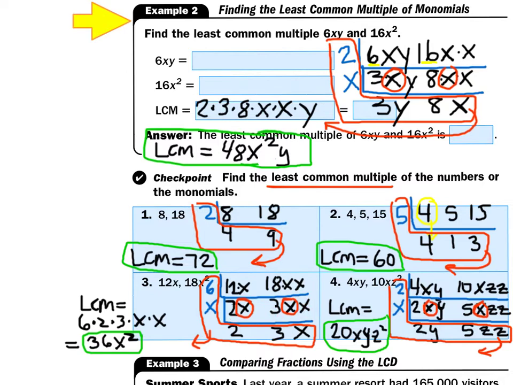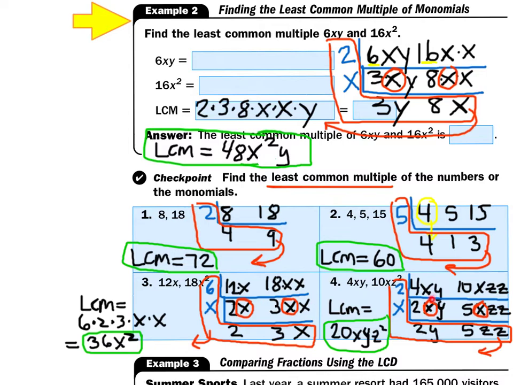Now with the 2 and the 3, I'm finished, but I notice that they both have an x in common. So I circle one x and I bring it outside here, and then I drop down the 2, drop down the 3, drop down the x. And so now my LCM is the greatest common factor and the bottom layer of the cake. So that's 6 times 2 is 12, 12 times 3 is 36, and then the x times x, so it's 36x squared.